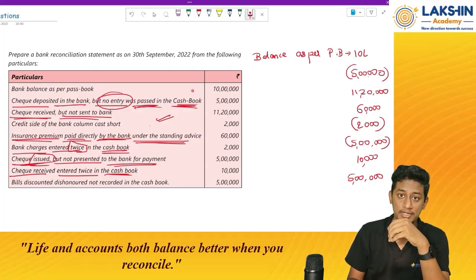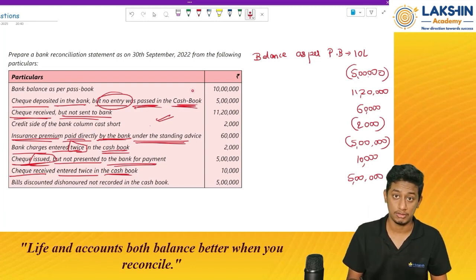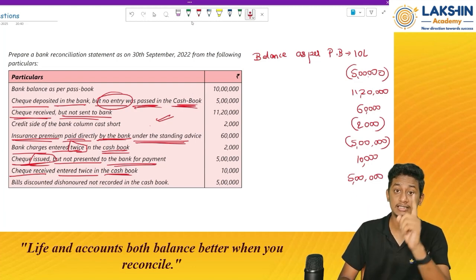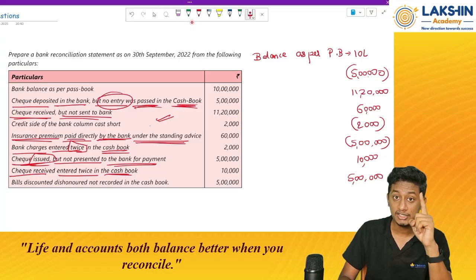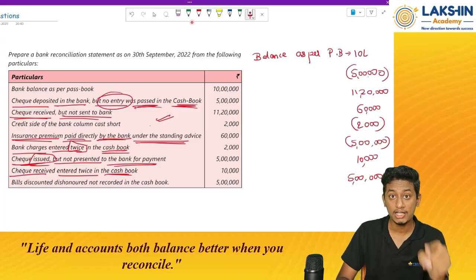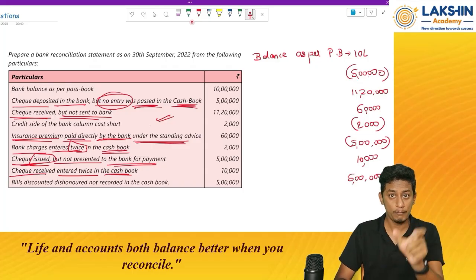Now what does bank column mean? Let's say in a 2 column or 3 column cash book there is a bank column which signifies the balance in the bank account, right? So this means the cash book and not the passbook. Please don't get confused over here. Whenever the question says bank column, that means the bank column in the cash book.